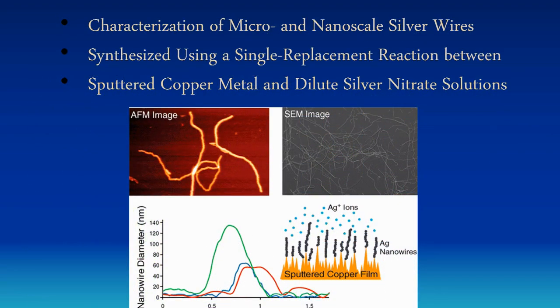Some applications of that could be making nanoscale silver wires. You could look at doing nanoscale single place reaction between metals. Or you can make what are called sputtered copper metal or dilute silver nitrate solutions. So with that, you can essentially make different types of nanowires with different types of metals on them. So again, this is just an example of an application of nanotechnology to make something that could be used for a different device or a different application in the real world.